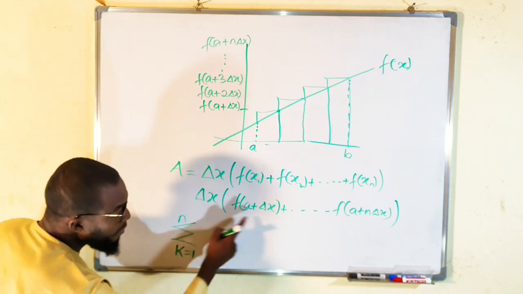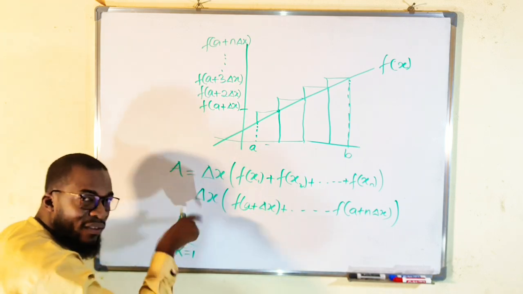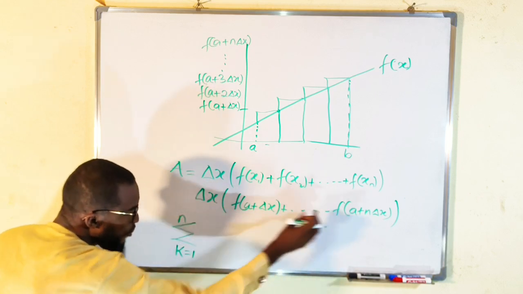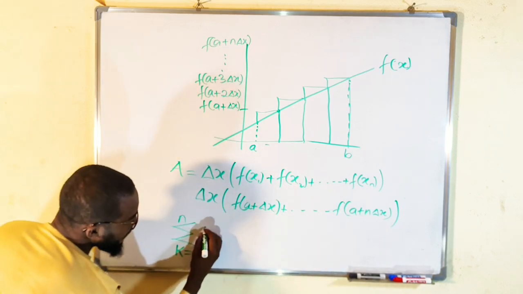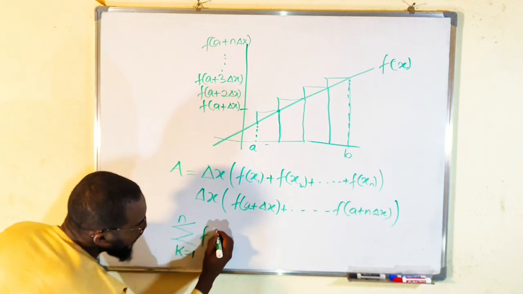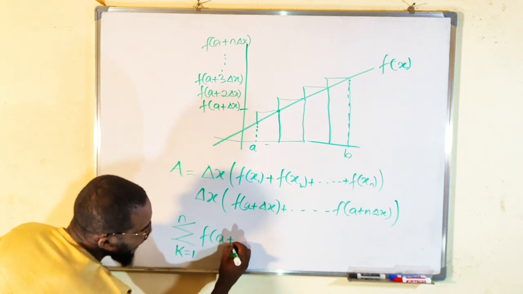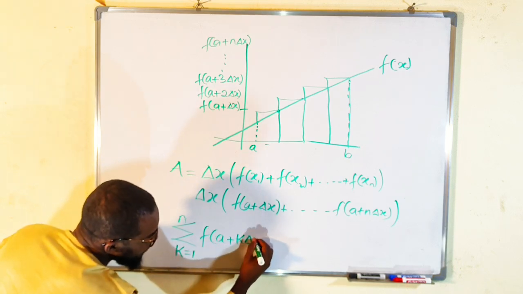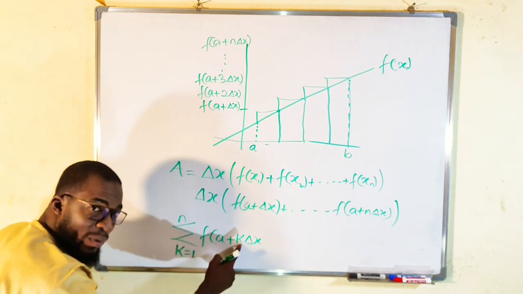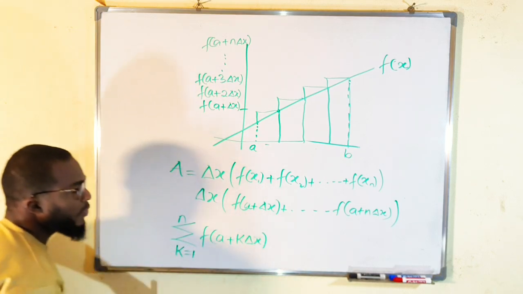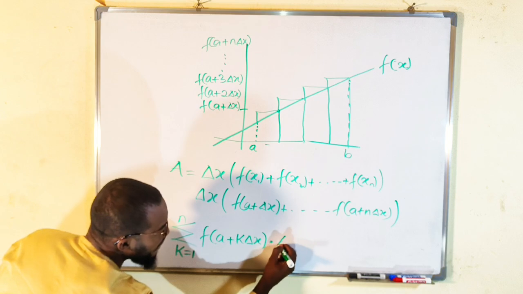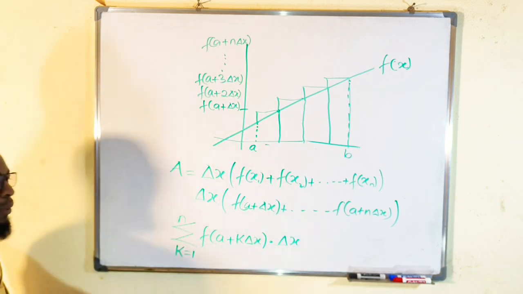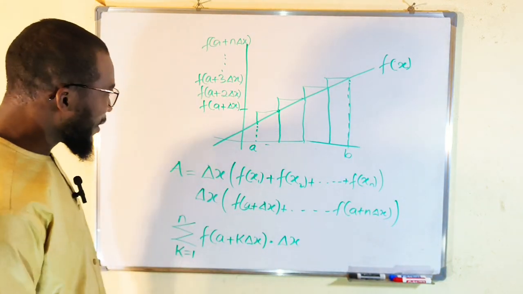Let me start with this one before this, because dx is just multiplying the whole summation. So the summation of what? f of a plus k dx. If you use i, you replace this k with i. It's just a variable. Then multiply by what? That dx outside, waiting to multiply. Can you see that? As simple as that.